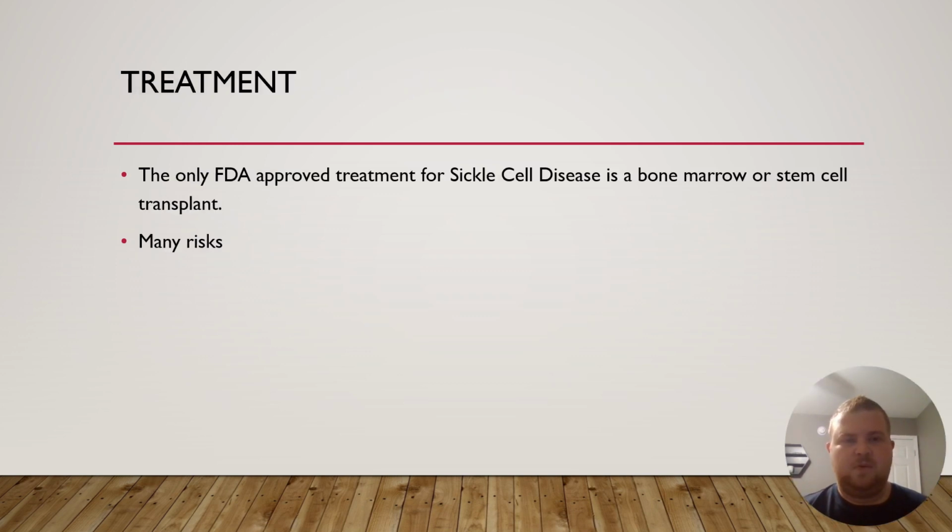For treatments for sickle cell disease, the only FDA-approved treatment is a bone marrow or stem cell transplant. This is a procedure that takes healthy cells that form blood from the donor to the recipient. It has many risks, and the donor must be almost identical match for the transplant to work. It is typically reserved only for children with severe sickle cell disease who have minimal organ damage.